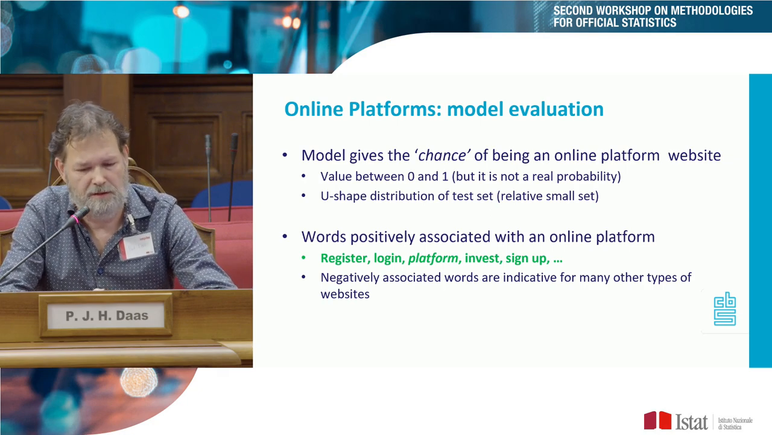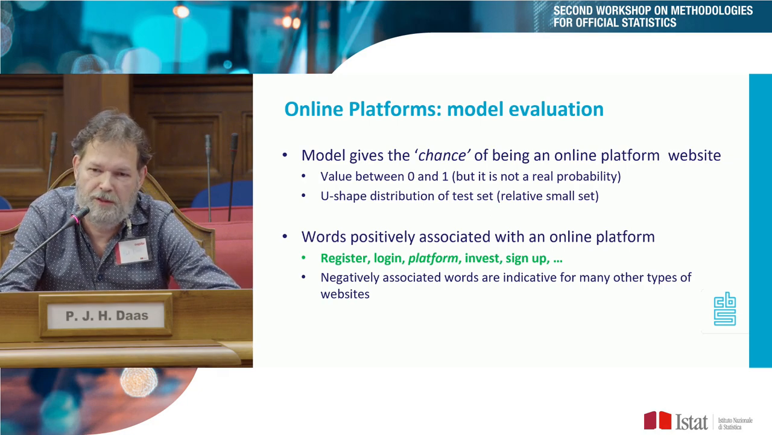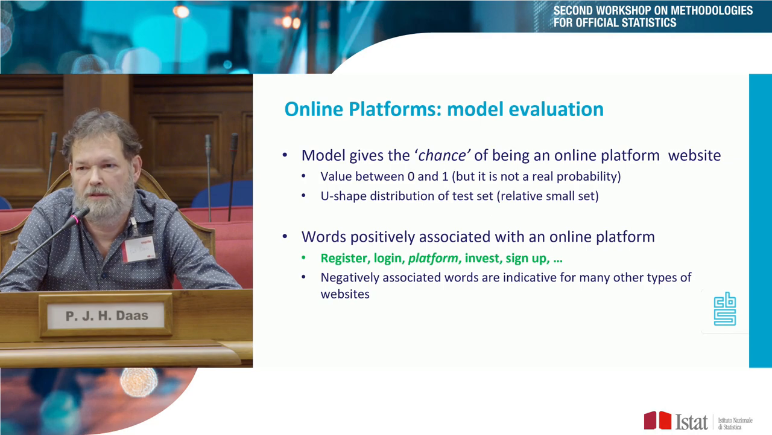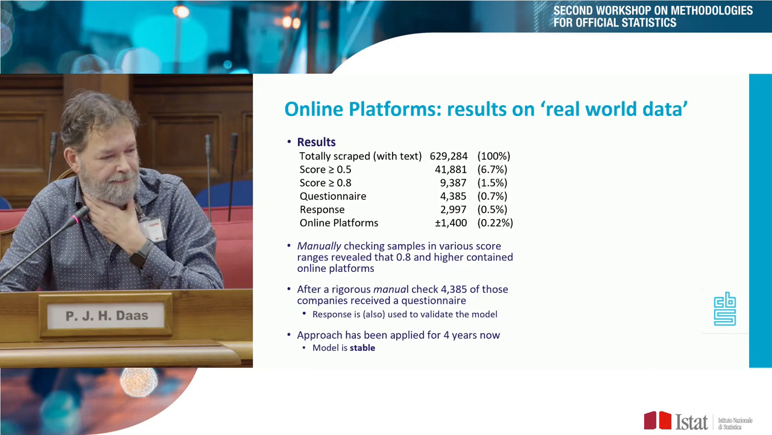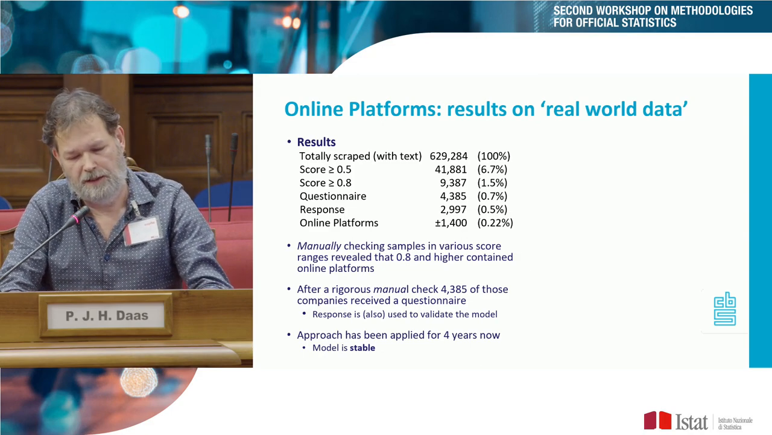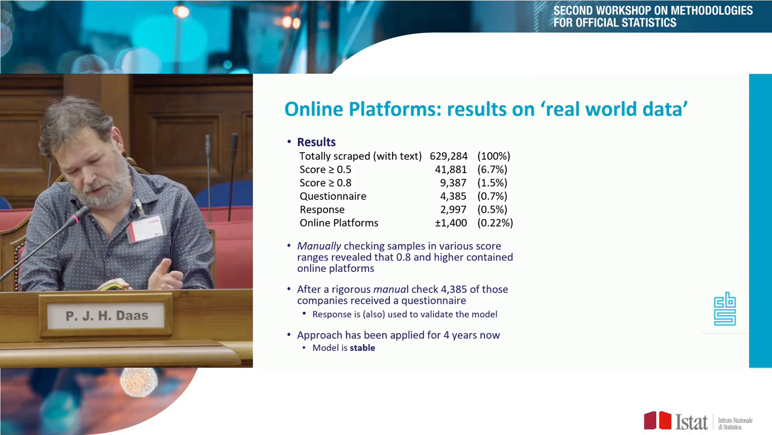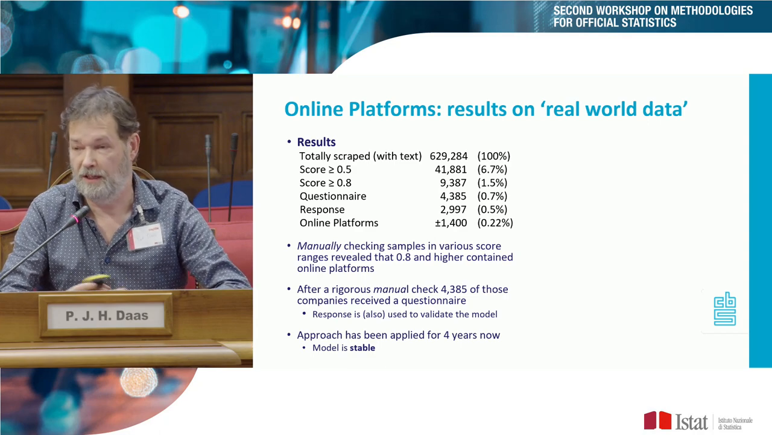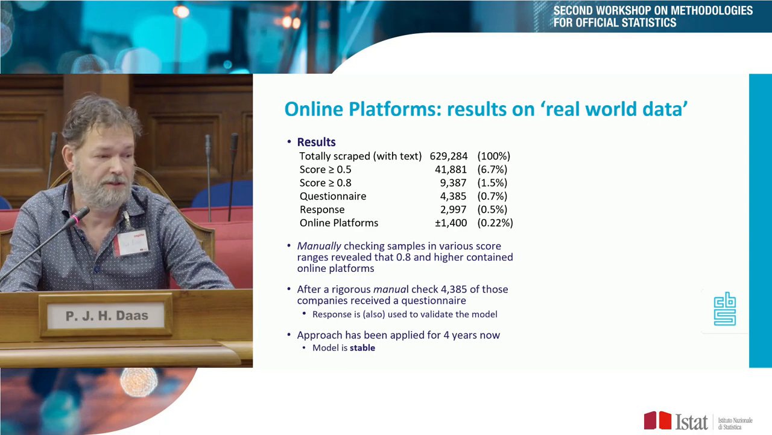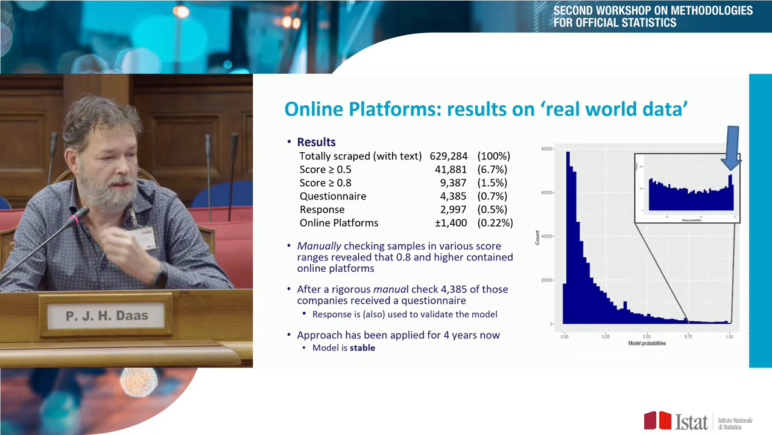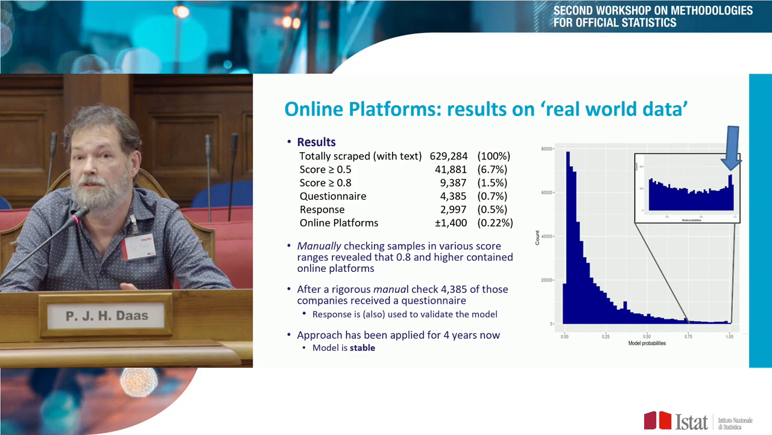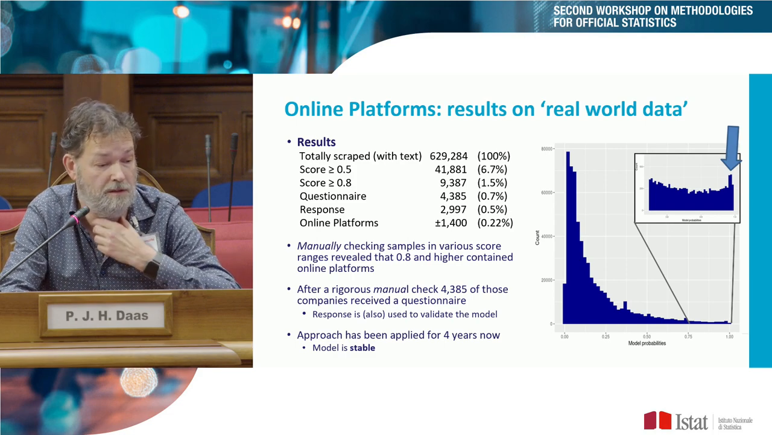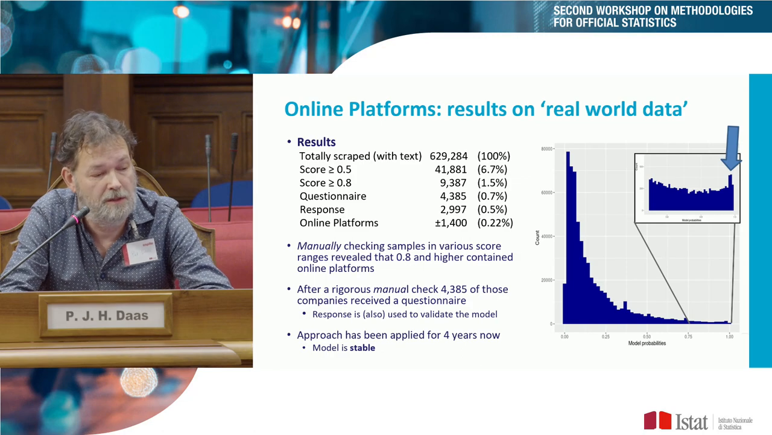The negative words, in principle, any other type of website is in there. Non-platforms are a huge heterogeneous group. So how did the results look? Because we developed the model on a limited set, and then we applied it to every website that contains words. That's quite a lot. We scraped more than 700,000, and 630,000 contained words, enough at least to classify them, so we applied the model to that.